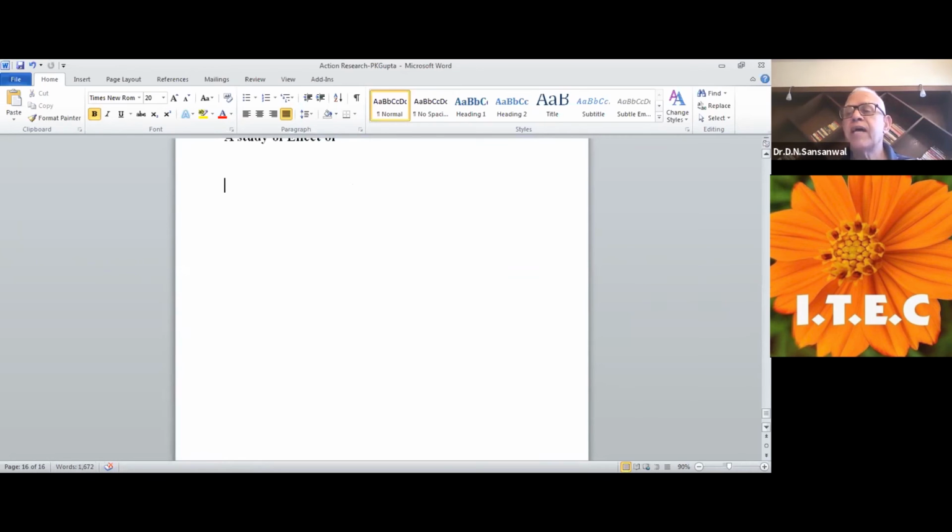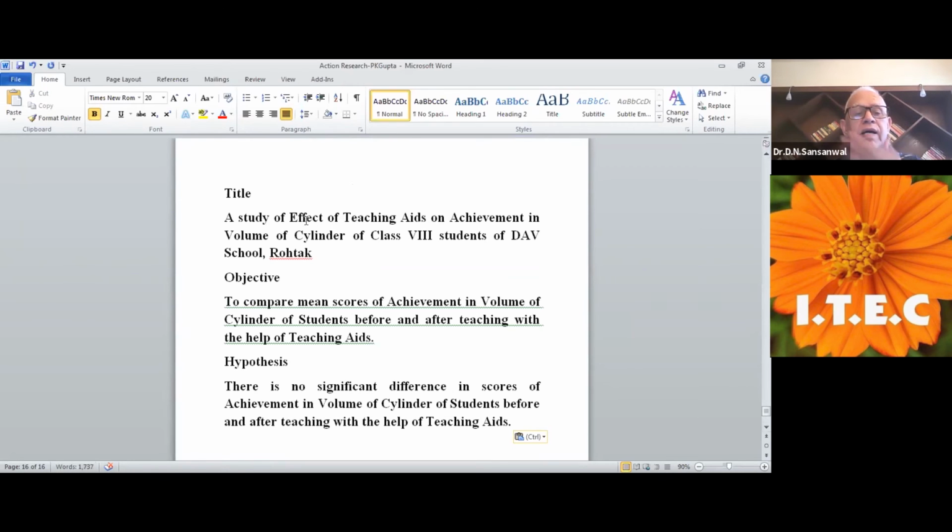Suppose I am having this as a title: A study of effect of teaching aids on achievement in volume of cylinder of class 8 students of DAV school, Rohtak.